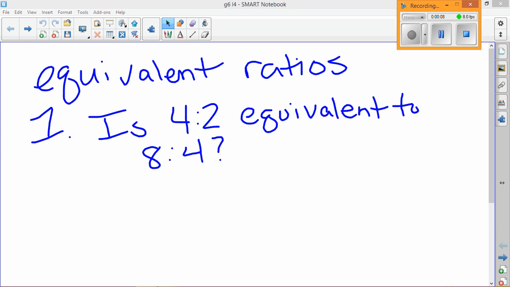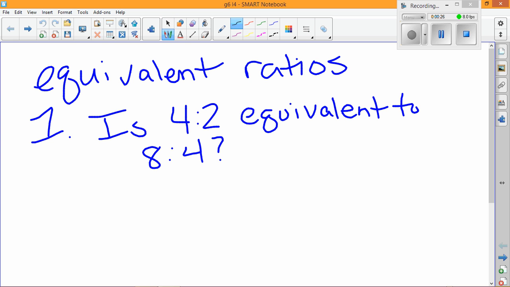Okay, today we were discussing equivalent ratios. We want to know how we can tell if a ratio is equivalent to another ratio. One way we can do that is by drawing some tape diagrams. So for example, is 4 to 2 the same as 8 to 4?